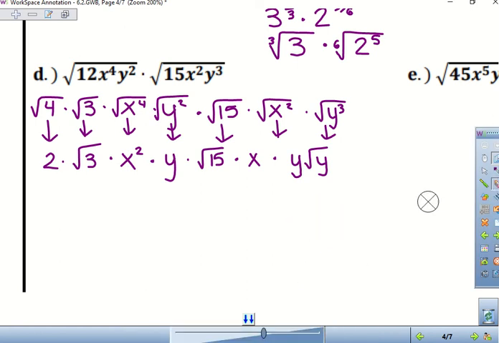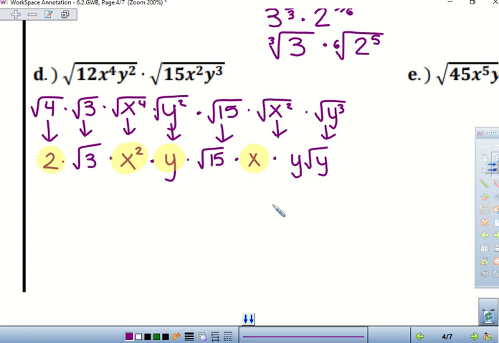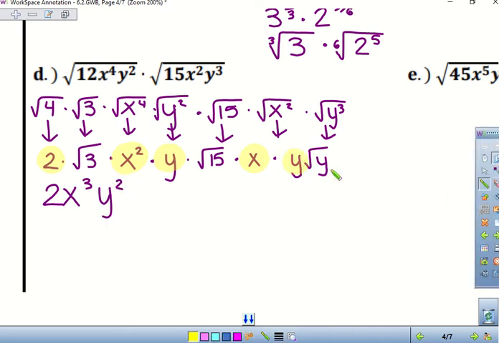Alright, so at this point, what I like to do now is I identify everything outside of the square root. You can do this with a highlighter or just underline, and you can do one with squiggly, one with regular underline. And that's just going to be 2x cubed y squared. I forgot another y over here. And then you're going to multiply everything together that is underneath the root. So you're going to end up with 45y.